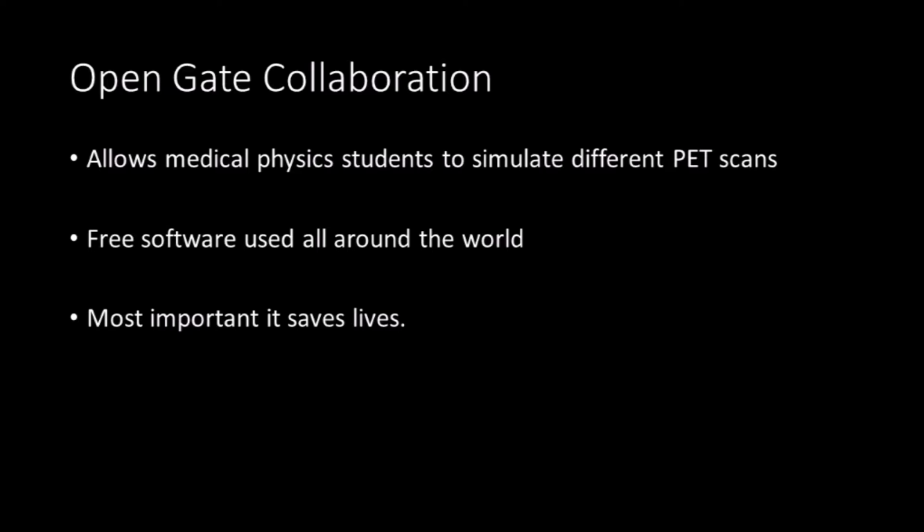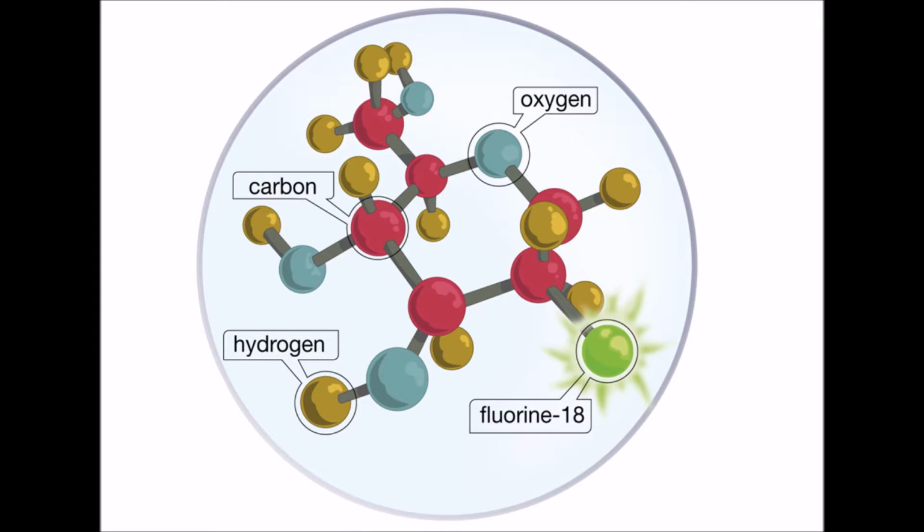So open GATE collaboration allows medical physics students to simulate different PET scans. It allows us to be creative in figuring out different sorts of crystal glass mechanisms that can absorb a photon to see where in the body a human may have some sort of disease. It is a free software used around the world. And for example, UC Davis uses it.